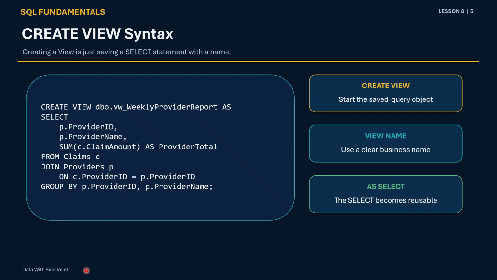Also notice the schema prefix dbo. Using a schema-qualified name is a good professional habit because it makes object ownership and references clear. Finally, choose view names that communicate purpose. vw_weekly_provider_report tells us far more than view1. Naming is part of maintainable database design.